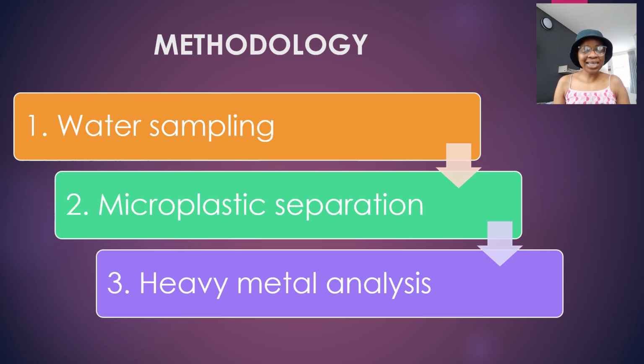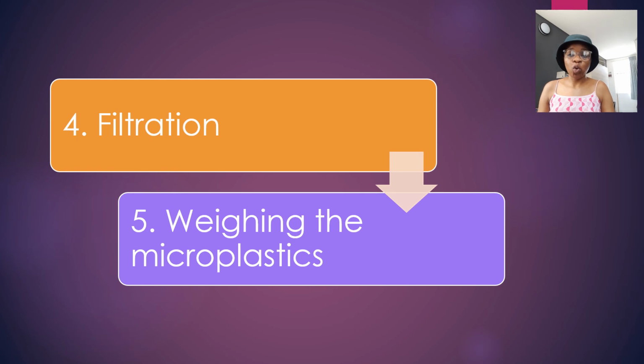Heavy metals attached to the microplastics were extracted using acids and analyzed by ICP-OES. Step number 4, filtration. Water samples were filtered using PVDF membranes and PVDF membranes modified with carbon nano-onions, which is CNO. The filtration process involved passing a known volume of water through the membranes. This allowed the microplastics to be trapped on the membrane surface.